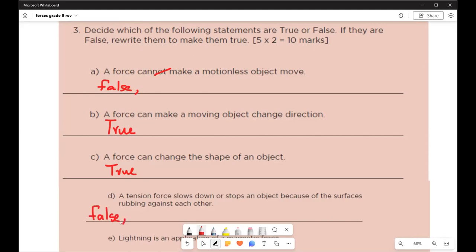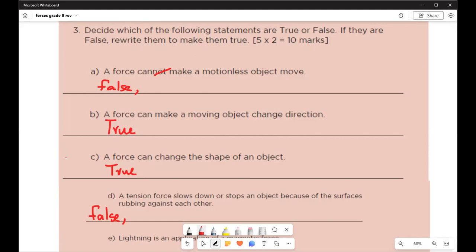This is false. Here you have two options. You can say a tension force is a force that is a result of a string, a chain, or a similar object being pulled on both ends. The force that results is a tension force when a string, a rope, a cable, or a similar object is pulled on both ends of the object.